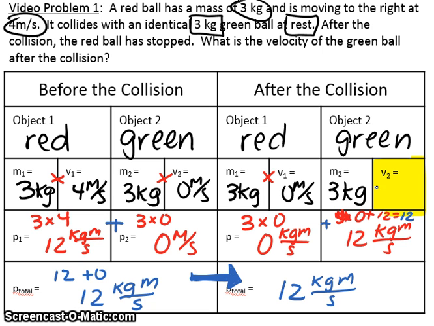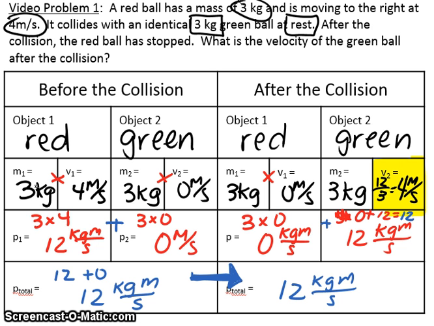Now we're ready for our last step. And that last step is to undo my momentum to find a velocity. Remember that we're dividing up. So we have 3 times what equals 12, or 12 divided by 3 gives me 4 meters per second of velocity. So now we can double check ourselves.